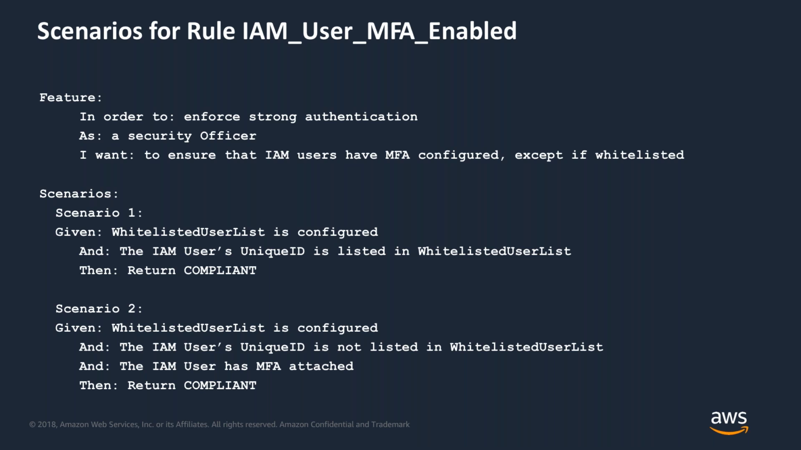First one, if the whitelist parameter list is configured and the IAM user ID under evaluation is in the whitelisted user list, then the evaluation is compliant as no MFA is required. So if you notice, the first few handle the situation where there is a whitelisted user list parameter configured. Second scenario, if the whitelisted parameter list is configured and the IAM user ID under evaluation is not in the whitelisted user list, but the user does have an MFA attached, then the evaluation is compliant as the user has an MFA.